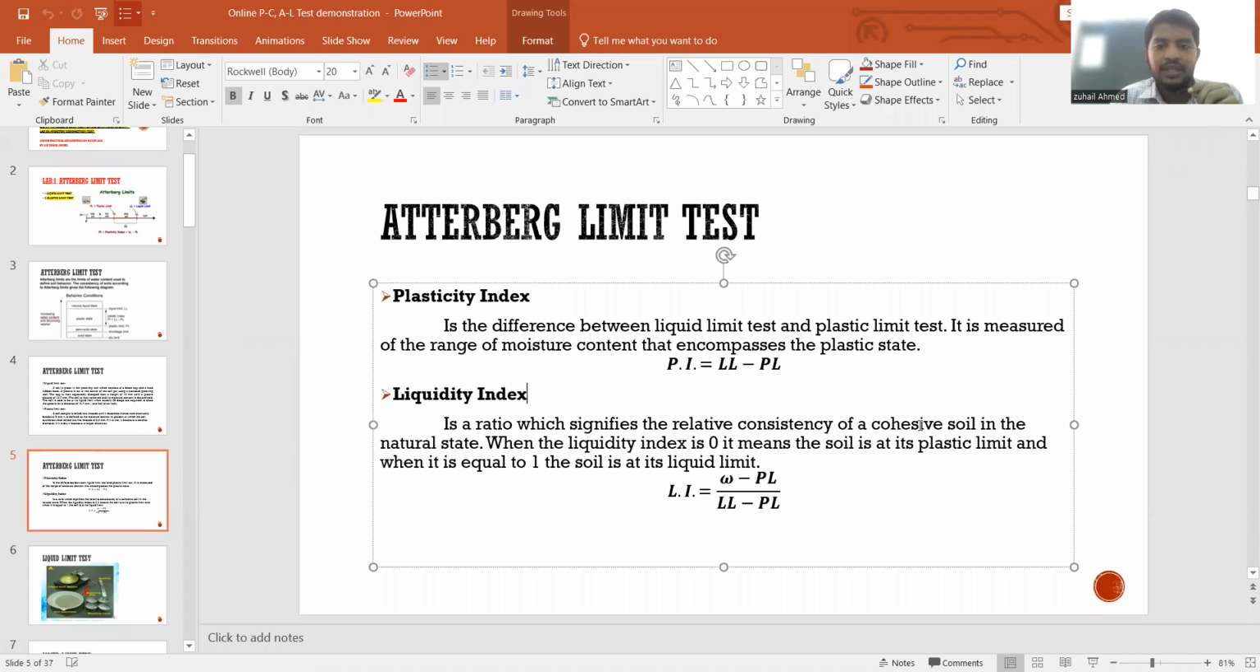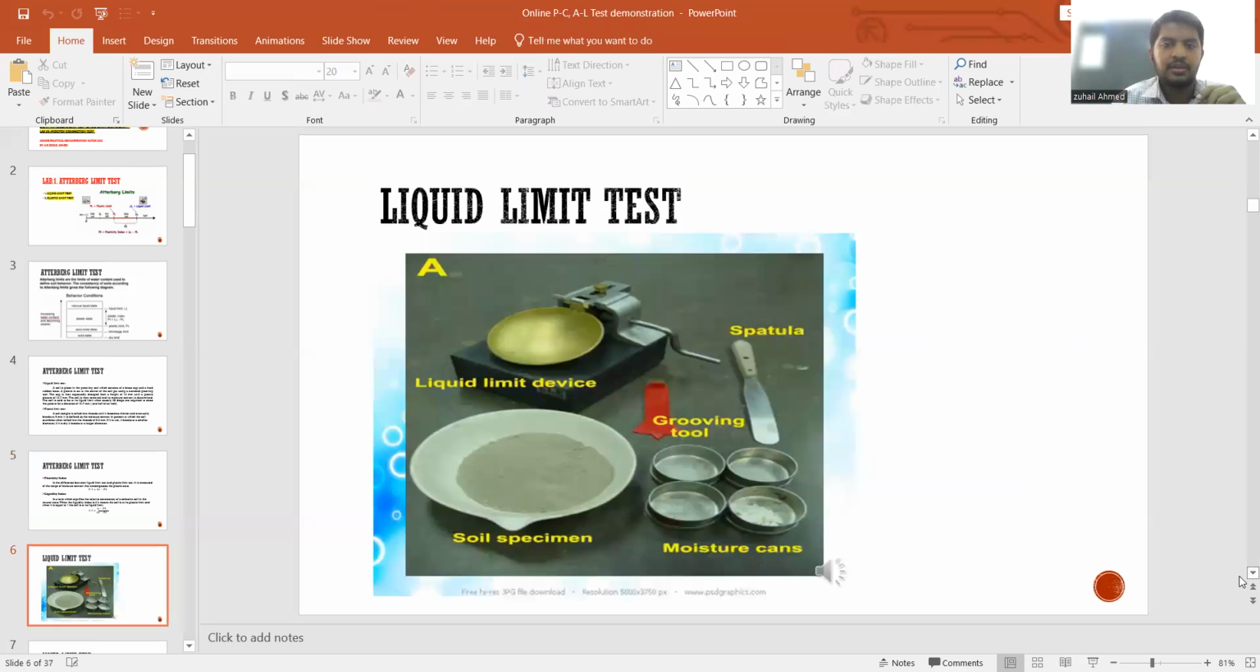In the natural state, when the liquidity index is 0, it means the soil is at its plastic limit. And when it is equal to 1, the soil is at its liquid limit. I already showed you these things, the moisture can. We already saw that one.